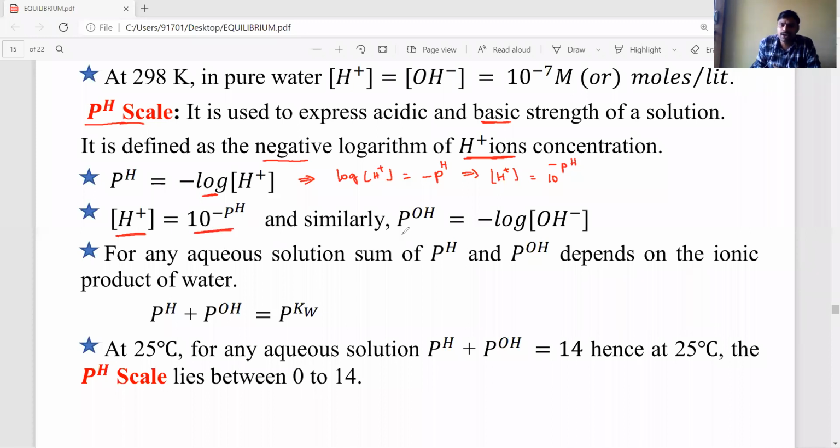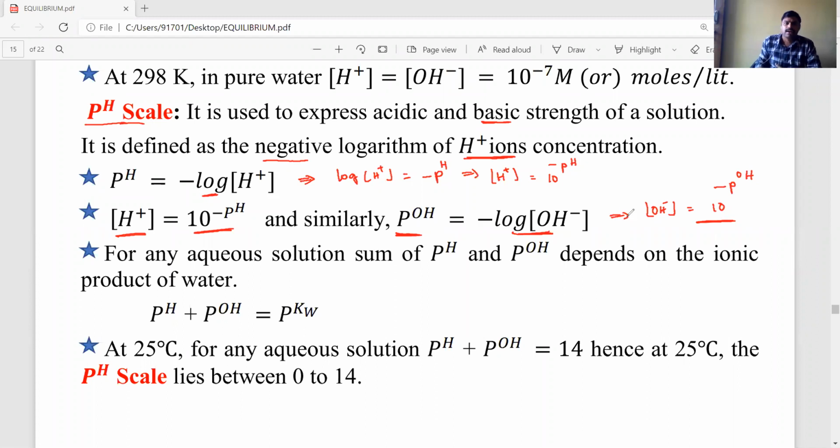Similarly, for OH minus ions concentration, its value is expressed in terms of pOH. Then pOH is equal to minus log OH minus ions concentration. From this, OH minus ions concentration is equal to 10 to the power of minus pOH.